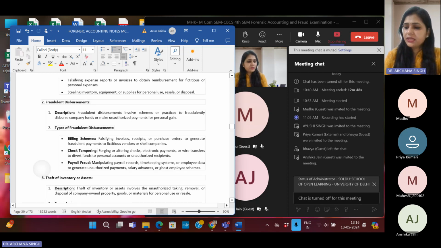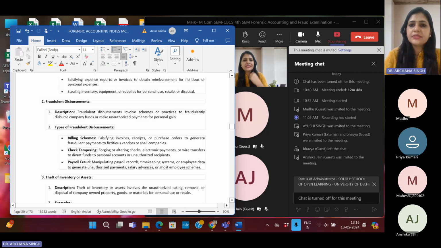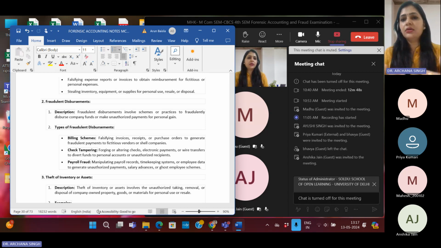Okay, now fraudulent disbursements. Fraudulent disbursements basically include schemes and practices so that they can fraudulently disburse the company's funds and make unauthorized payments for their own personal gain, like billing schemes and check tampering. Besides that, they can do payroll fraud, manipulating payroll records, timekeeping systems, or employee data to generate unauthorized payments, salary advances, or ghost employees they have created, and on the basis of those ghost employees they take the payments. So these types of frauds they can do.